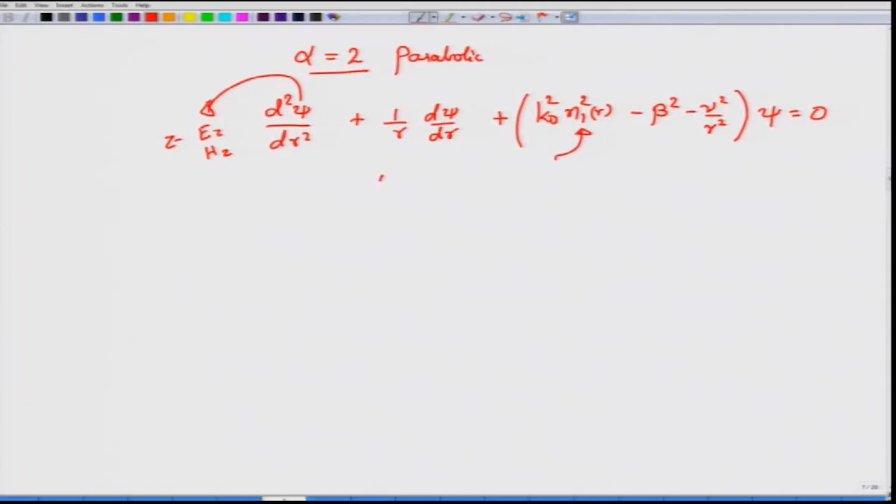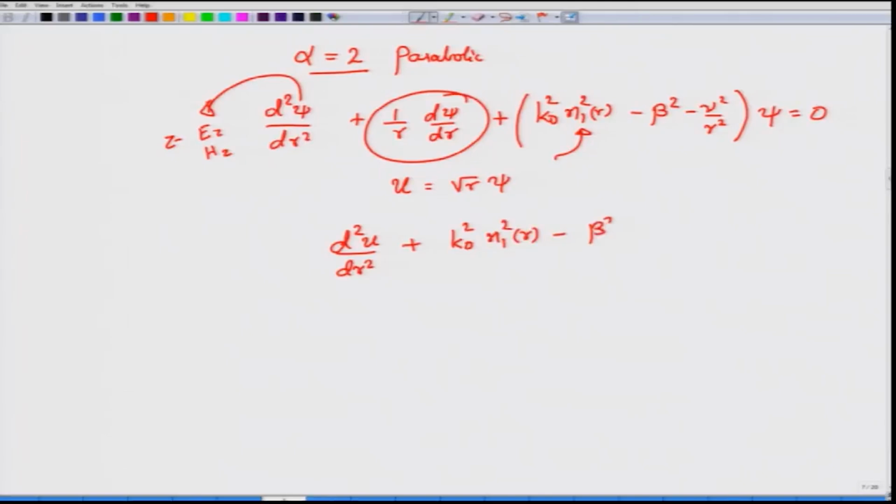By making a certain change of variable, you can actually rewrite the equation in terms of another variable called u, compared to the variable psi that we have used previously, and you can take this as a simple exercise. What you will find is that this term, 1 by r d psi by dr, actually goes away, and then what you have is a simplified expression. Okay. This term would still remain as it is, but now the equation is written not for psi but for u, and this is a simple second order equation.